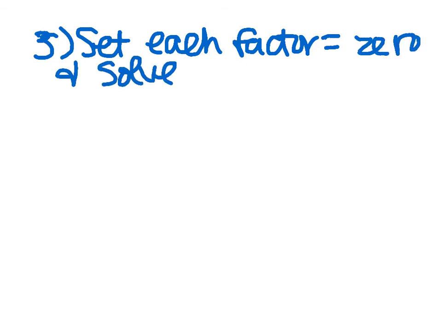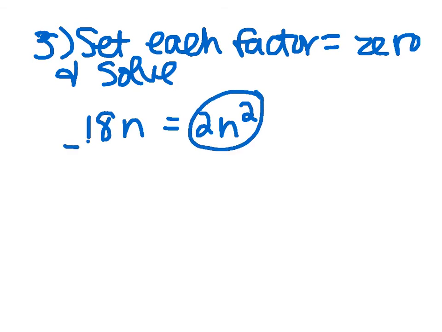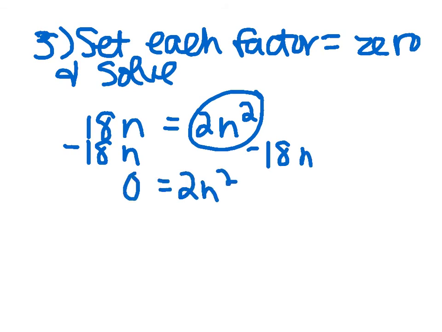The whole thing is based on the idea, remember, that if 2 numbers multiply to give you 0, that means one of them must be 0. So let's just try one that looks like this: 18n is equal to 2n squared. Clearly one side doesn't equal 0. This is the quadratic term, so I want to bring everything else over here. So 0 is equal to 2n squared minus 18n.